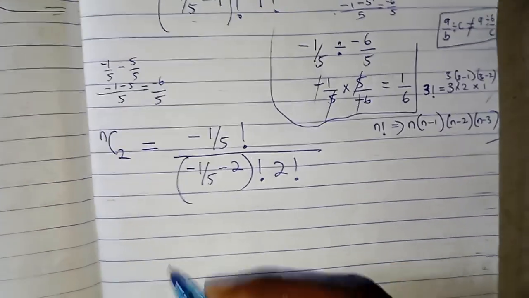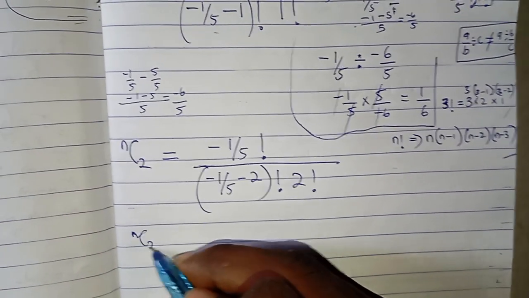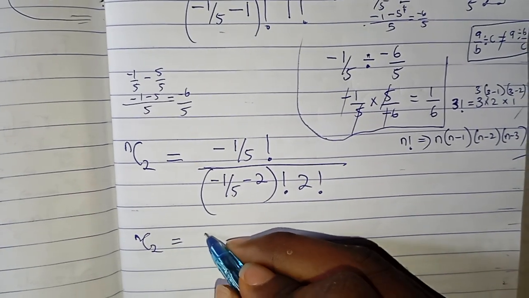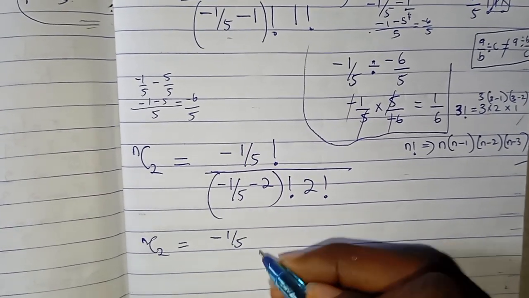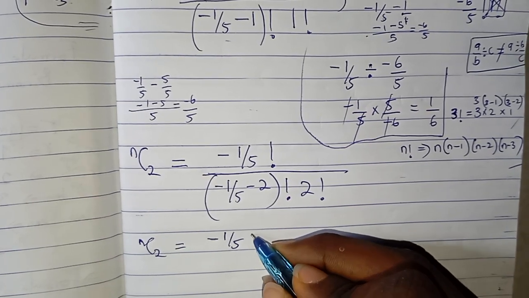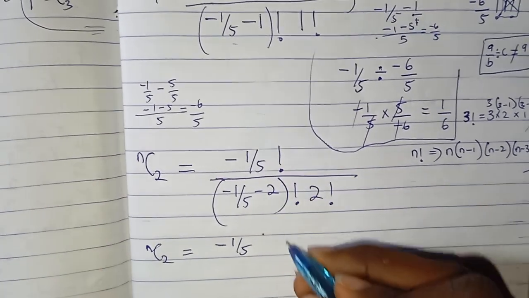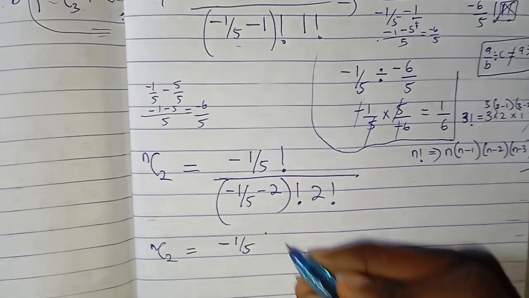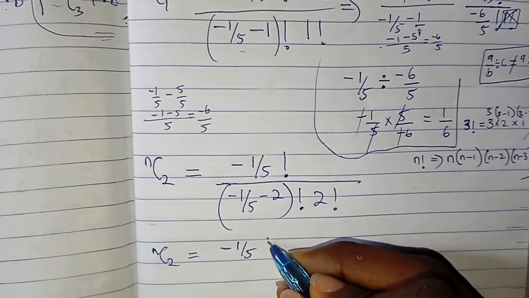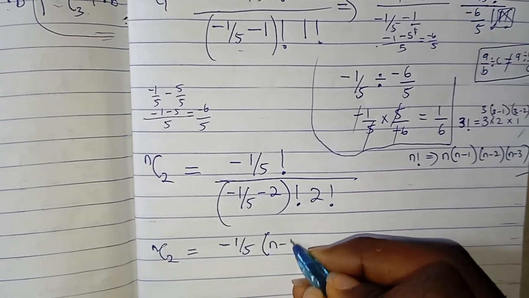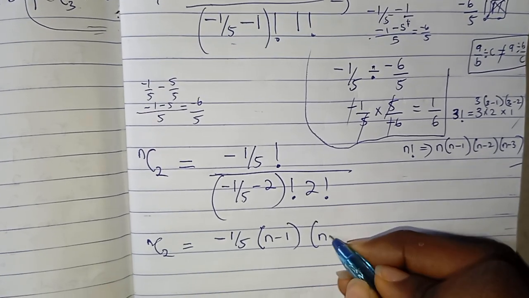Alright, so I will now have n combination 2 equal to minus 1 over 5 factorial. I'm trying to get this so that I don't stress myself doing this. That's one thing you can do. Inside this I have n minus 1, and inside this I have n minus 2.